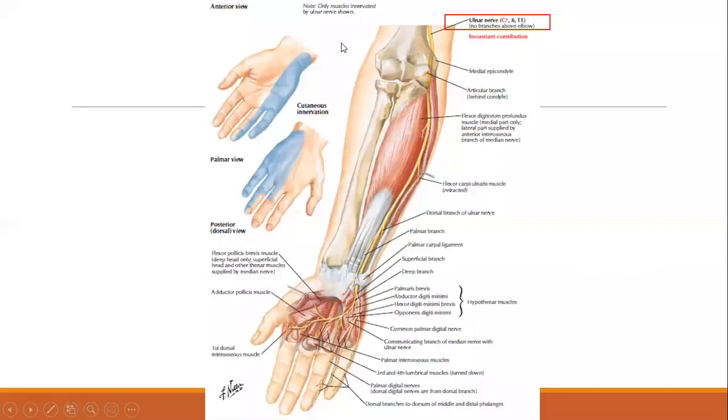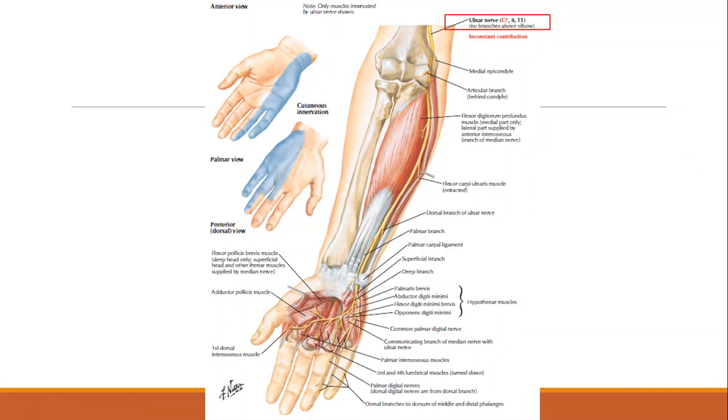So ulnar cutaneous innervation is one half of your ring finger and your pinky finger. So this is the ulnar half of your hand when it comes to cutaneous innervation. You'll note that it's split in the back and it can be kind of confusing, and that's because this area over here is innervated by radial. So you have radial, you have ulnar, and then you have median nerve up here.